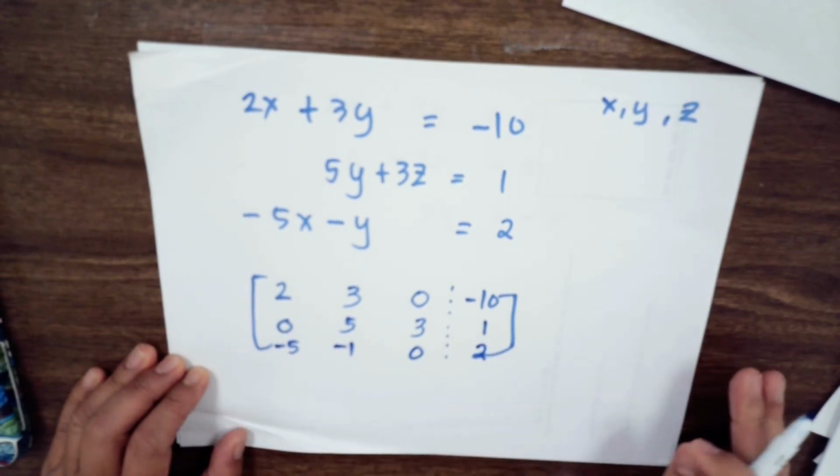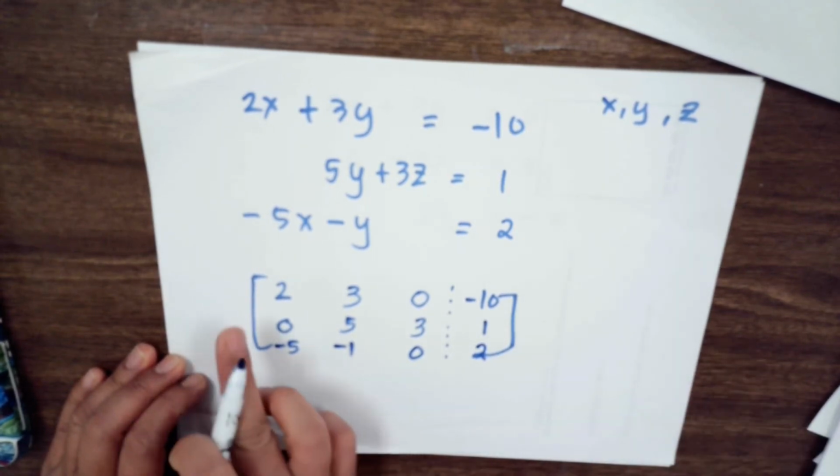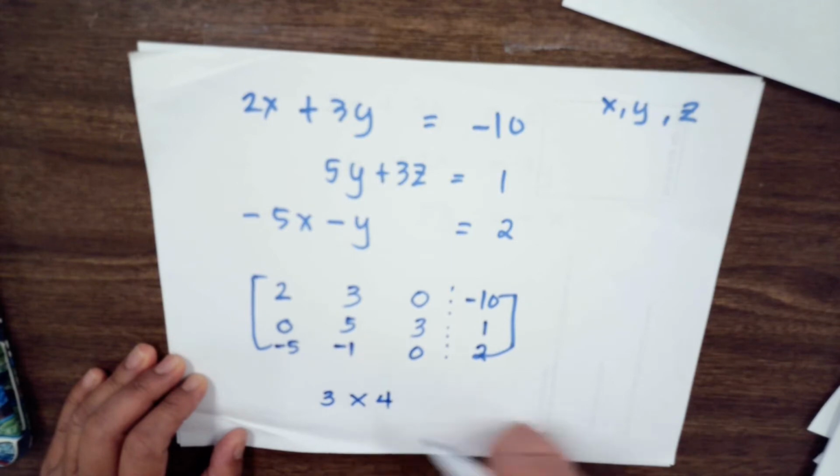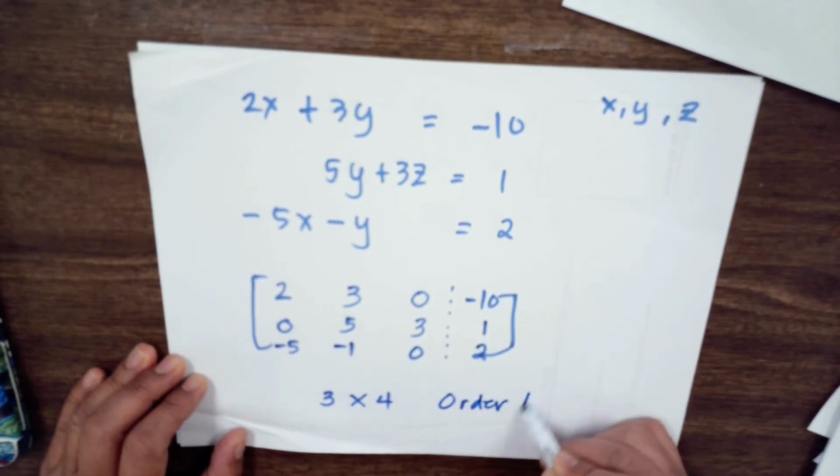So now you have an augmented matrix which has 3 rows and 4 columns. So the order of this is 3 by 4. We also call this the dimension of our matrix.